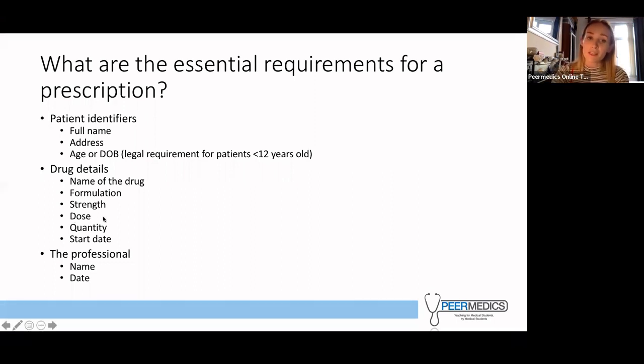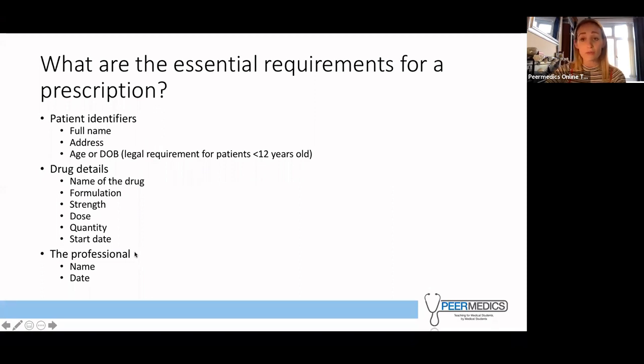As we all know, you need to put in milligrams, grams or micrograms, and you should make sure that you write those out properly rather than just putting mcg because it can be misinterpreted. And the frequency, so this is BD, OD, TDS, and the start date as well.